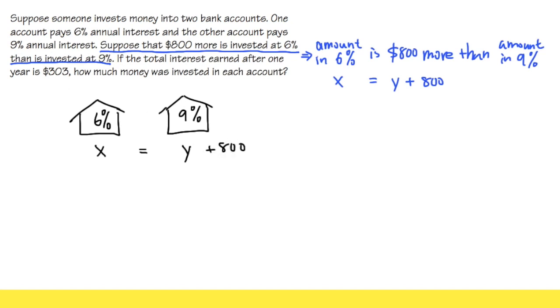And now what's next? Well, let's look at the percentages right here and change them into decimals. 6% is the same as 0.06, and 9% is the same as 0.09. What do we do next? Well, when we have the interest rate, this is the percent. This is the interest rate.